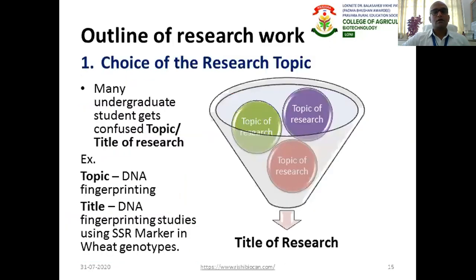This is very confusing for many undergraduate students. They get confused between topic and title of research. Many undergraduate students, as they have a very limited span for completing the research work, search for 3 or 4 research papers, read the title, and if they like the title of a research paper, immediately they start with that title and start the research work. But topic and title of research work are totally different.